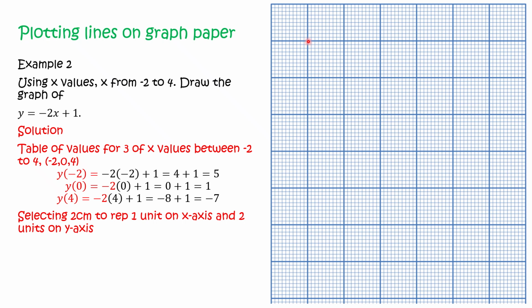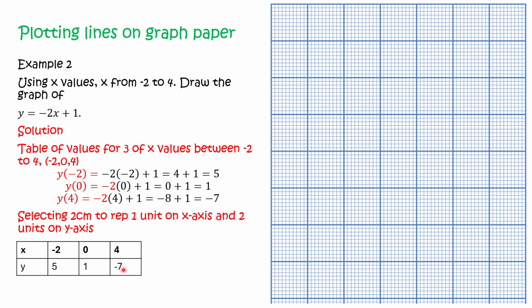Now that we have also identified that, we can actually place our values in a tabular form, because it's easy to see when we are plotting our points. So now we say that when x is -2, the y is a +5. When x is 0, the y we calculated was a 1. And when x is 4, the y we calculated was -7.